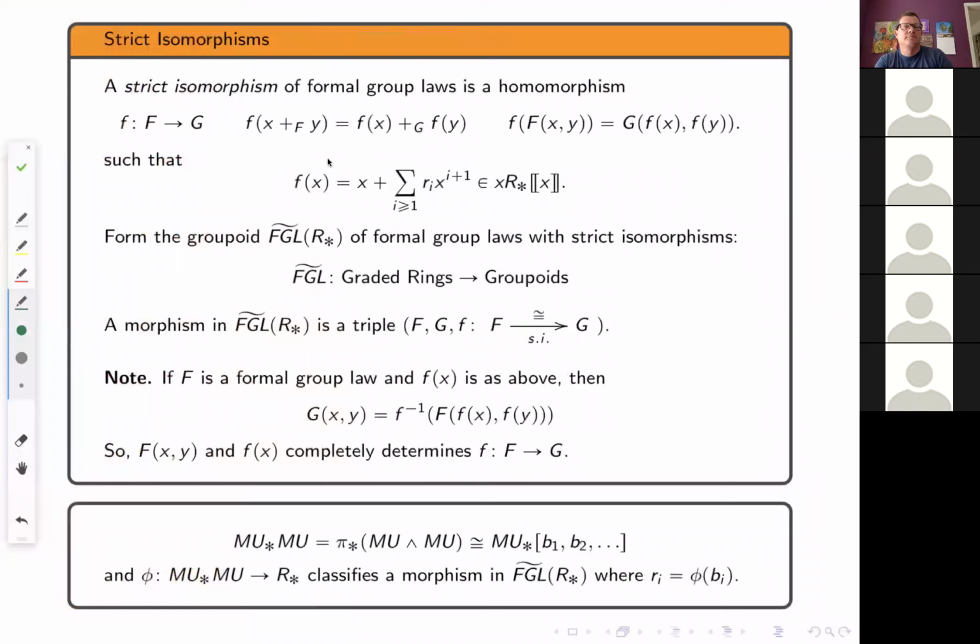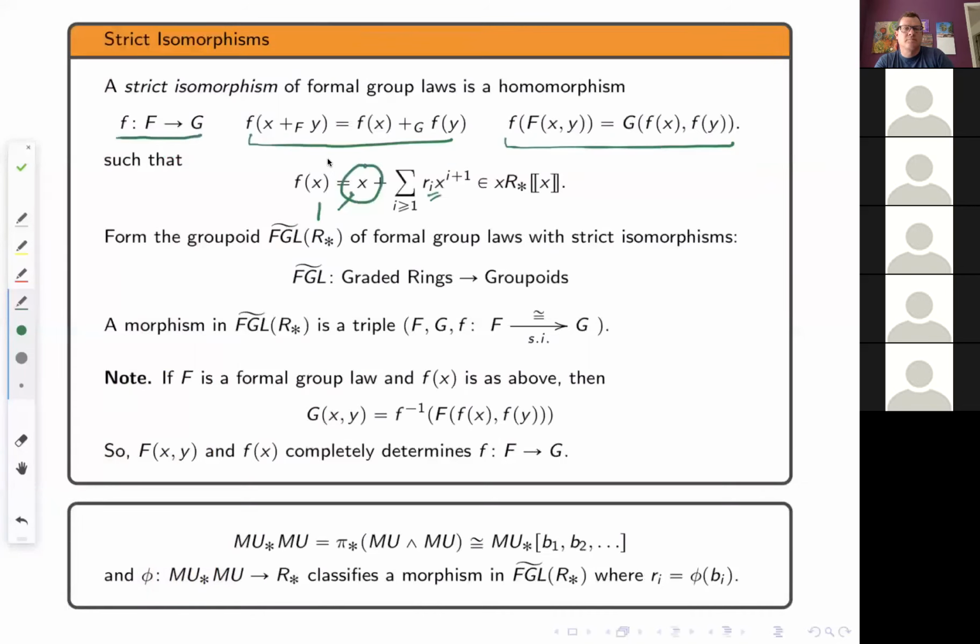So what are strict isomorphisms? A strict isomorphism of formal group laws is going to be a homomorphism, so it goes from this to that. Remember we had this notation, which was convenient, and in terms of power series it really just means this. It's going to be a strict isomorphism if the leading term of f is just x. So this forces f to be an isomorphism, but it's more than an isomorphism. We want the first coefficient to be 1. And then I'm going to call the other coefficients r_i.